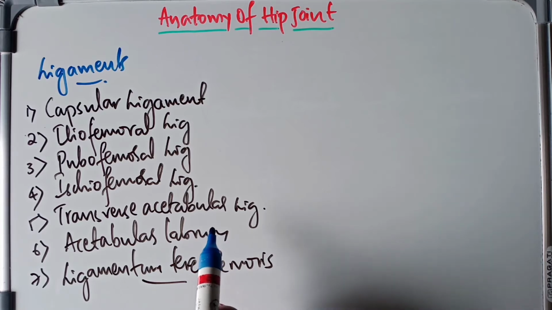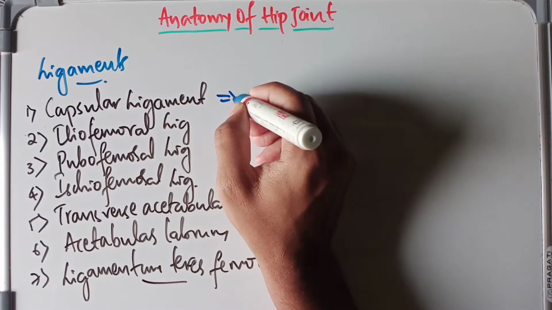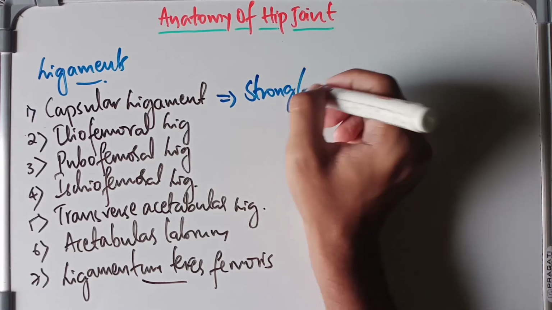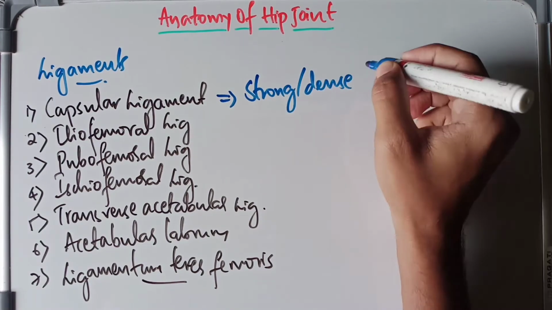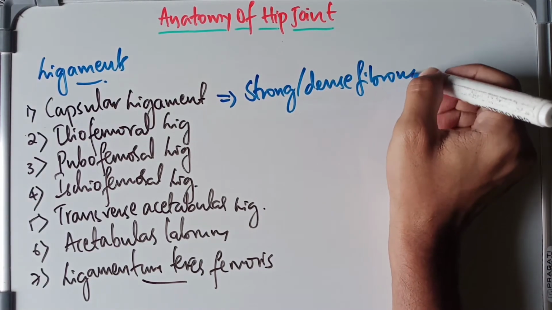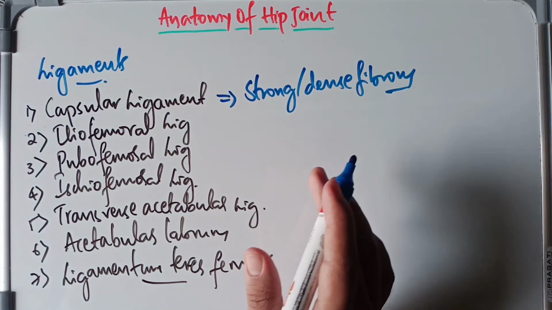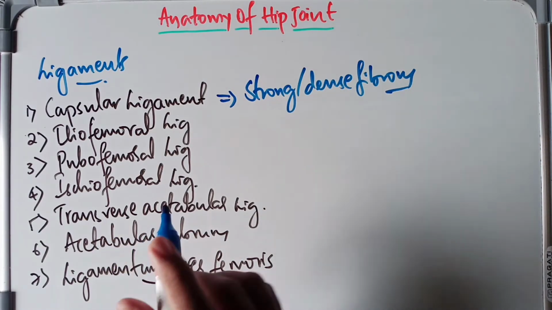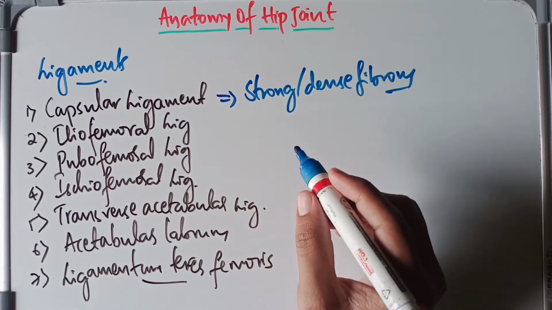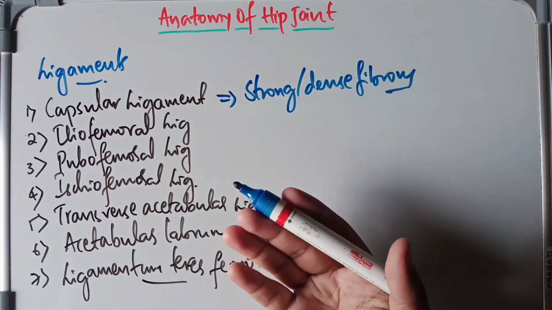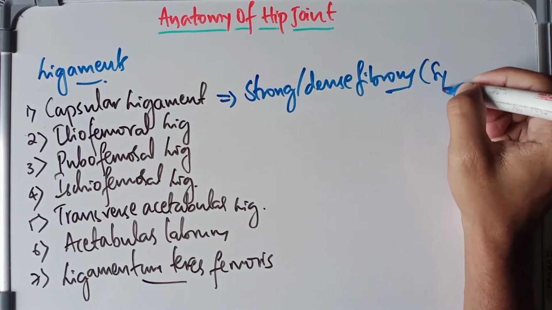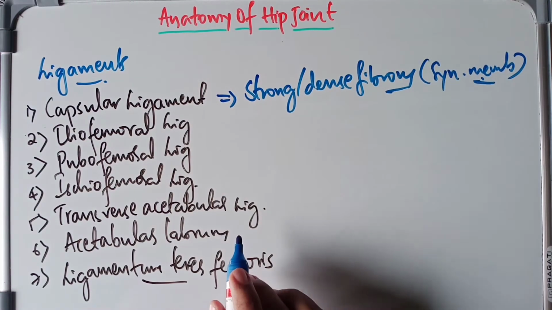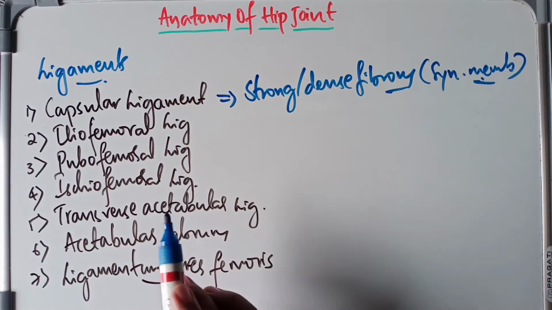When it comes to the capsular ligament, this is a strong and dense fibrous sac. It is nothing but the joint capsule which covers the hip joint, and it also has a synovial membrane which lines the inner aspect of the fibrous capsule, and this helps in the stability of the hip joint as well.